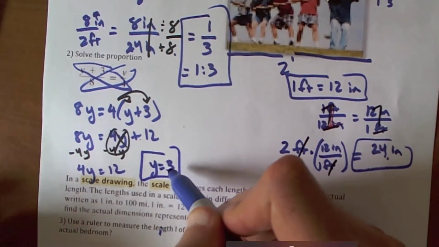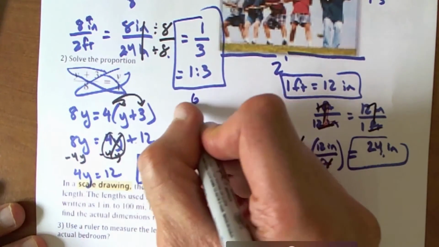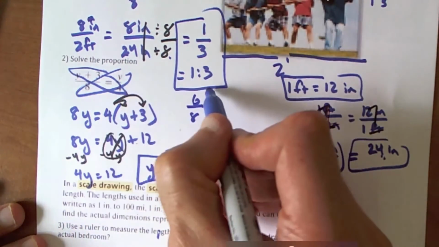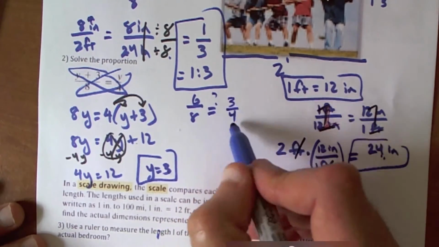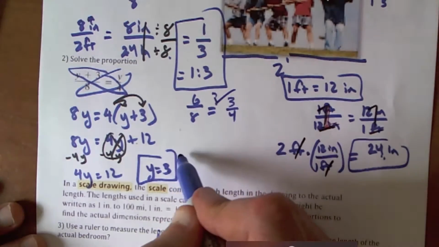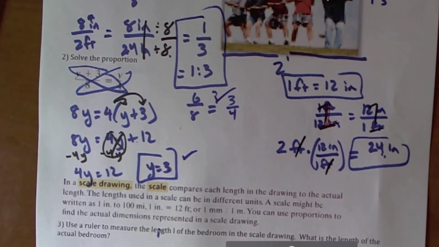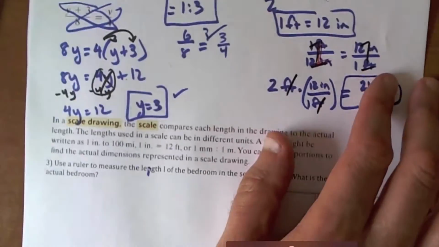The great thing about proportions is I could check it, plug it in here. 3 plus 3 is 6 over 8. Question mark, does that equal 3/4? Does 6 over 8 equal 3 over 4? And if I divide this by 2 over 2, then yes, it does work, so I know this is correct. Okay, so using proportions properly.